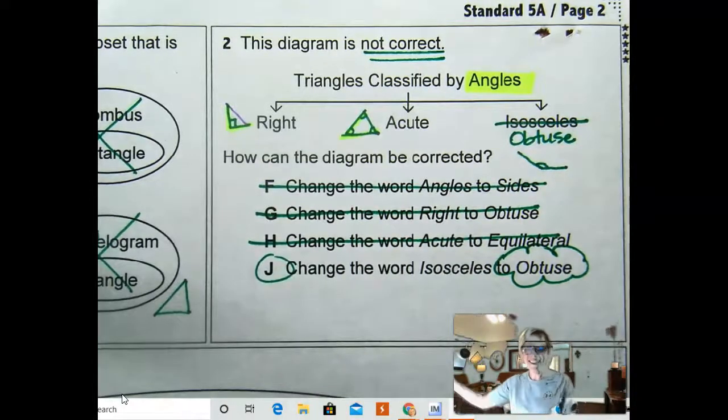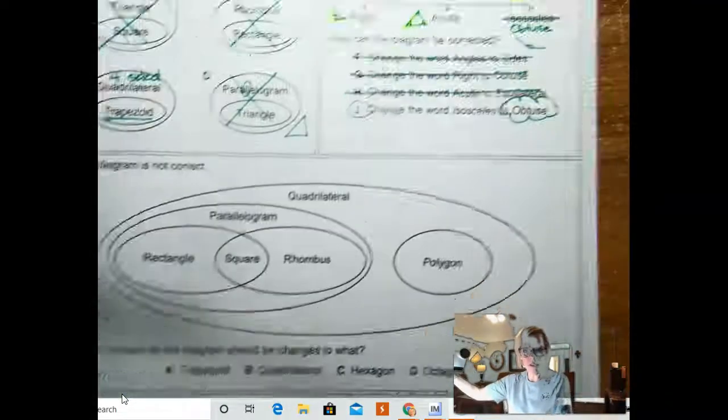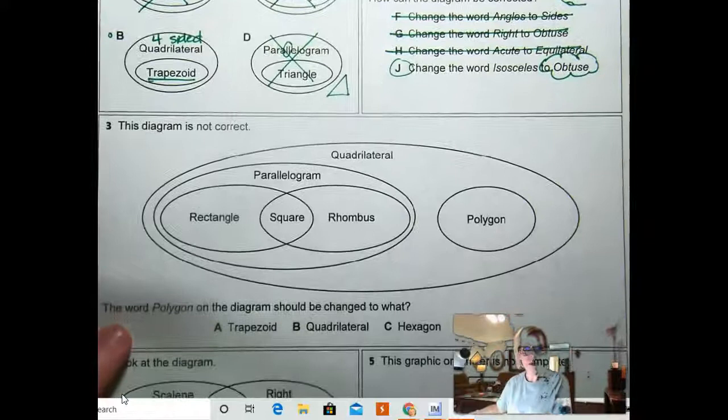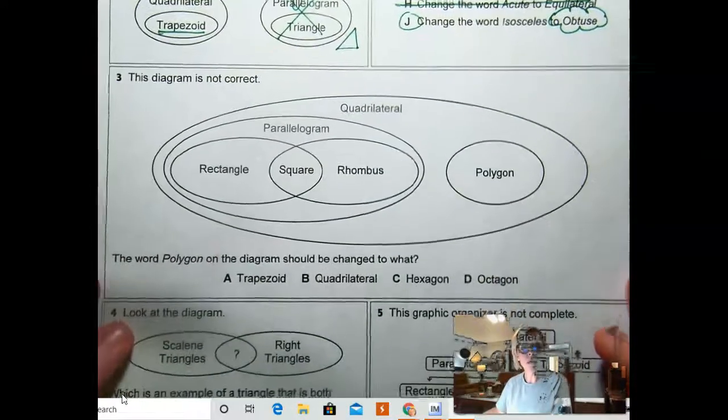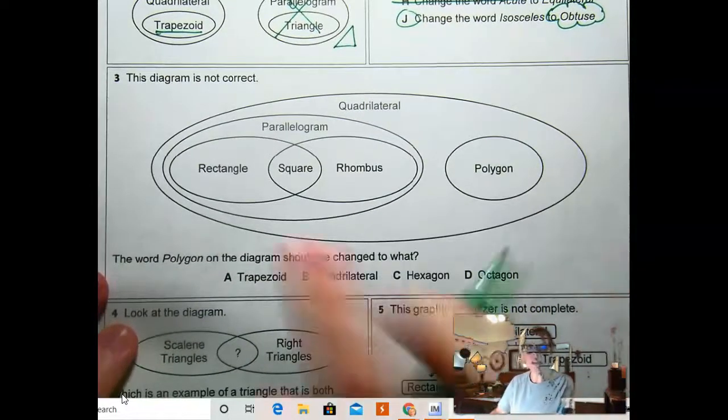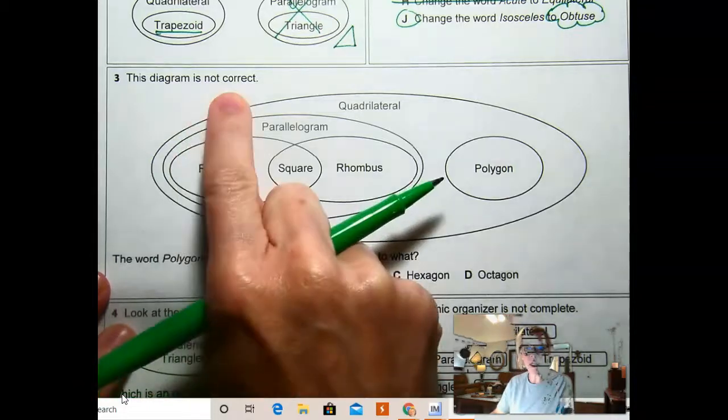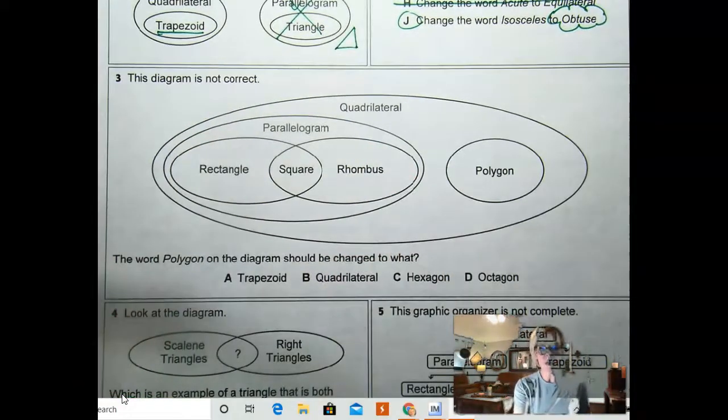All right, let's look at number 3. I'm going to zoom out just a little bit. This one's pretty wide. All right. Again, it says this diagram is not correct. Why don't you pause the video real quick and see if you can find something that's not correct before we go on. Okay, I hope you found what's going on here.